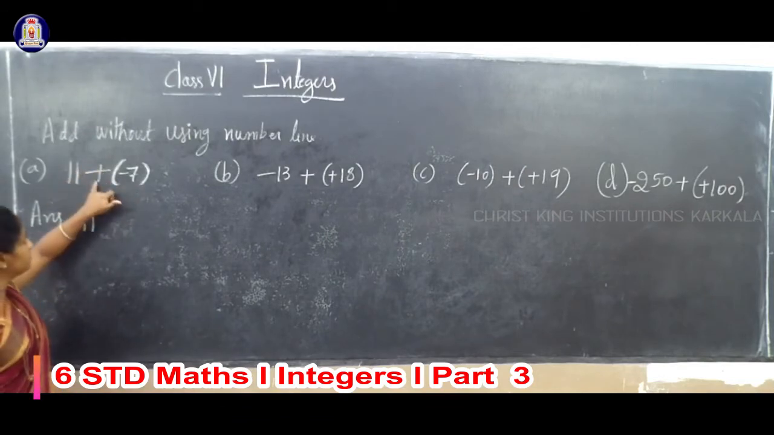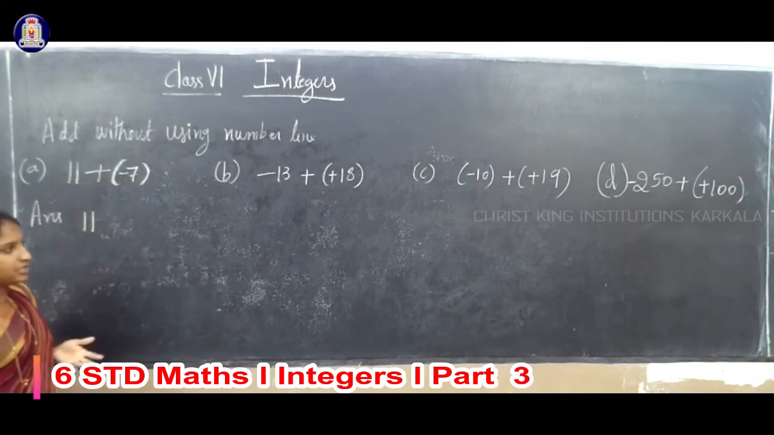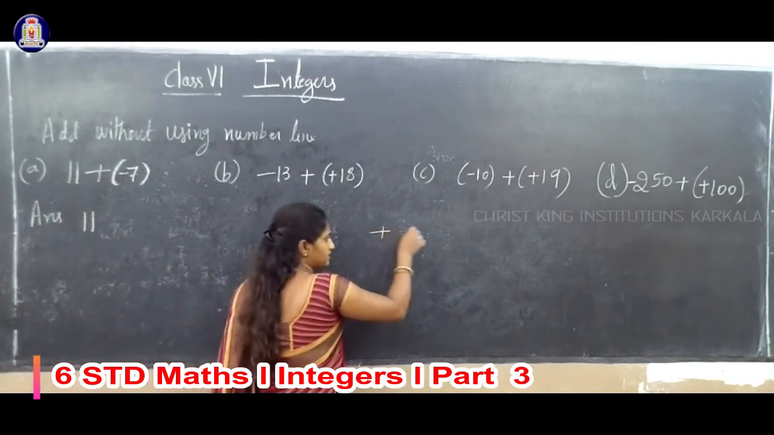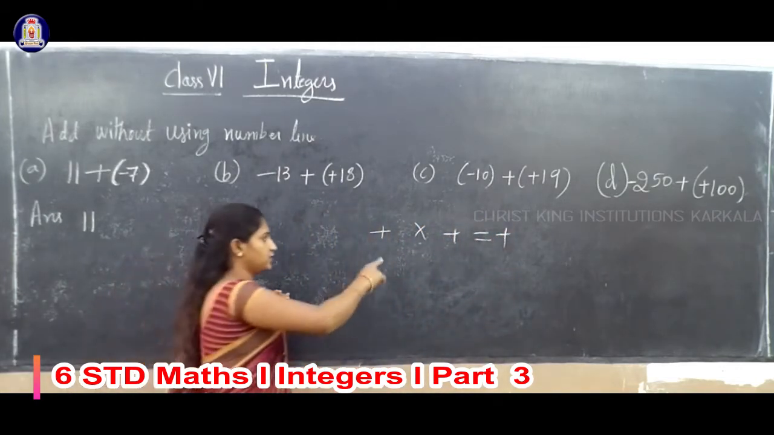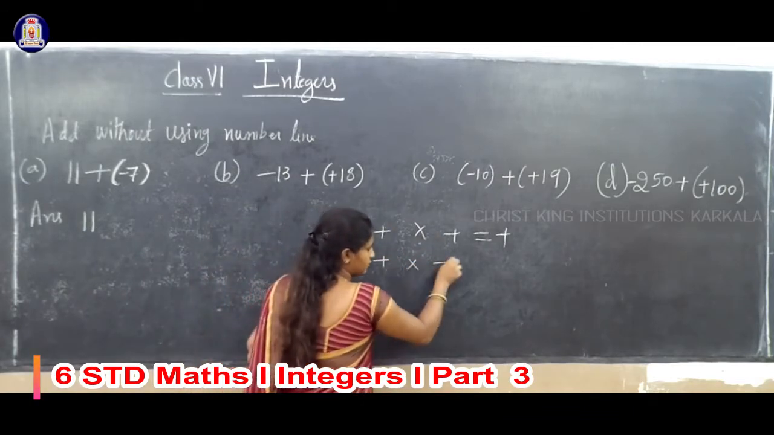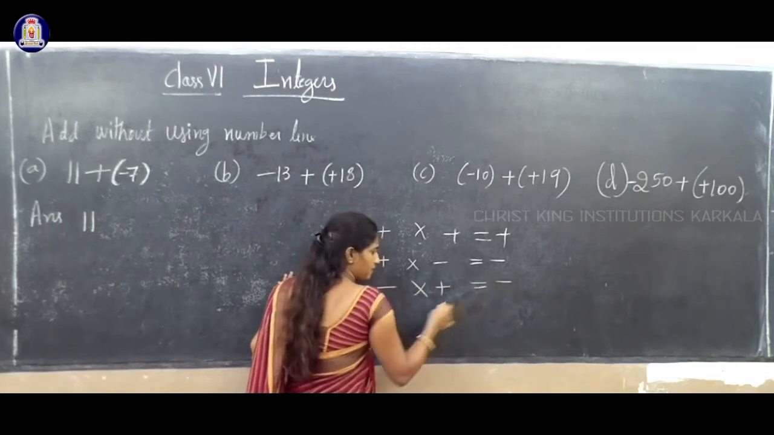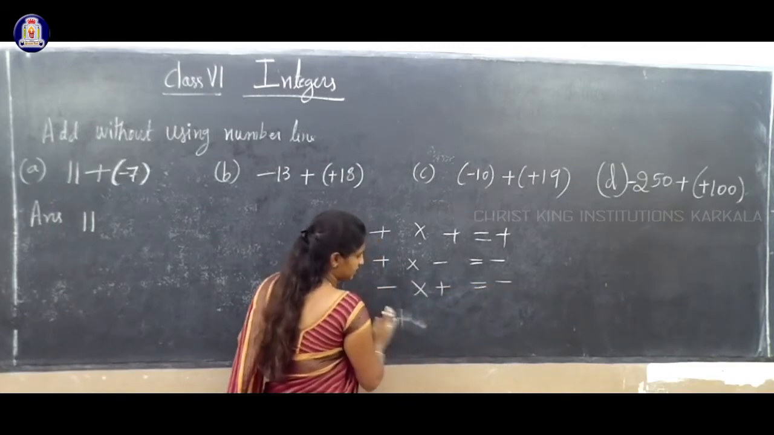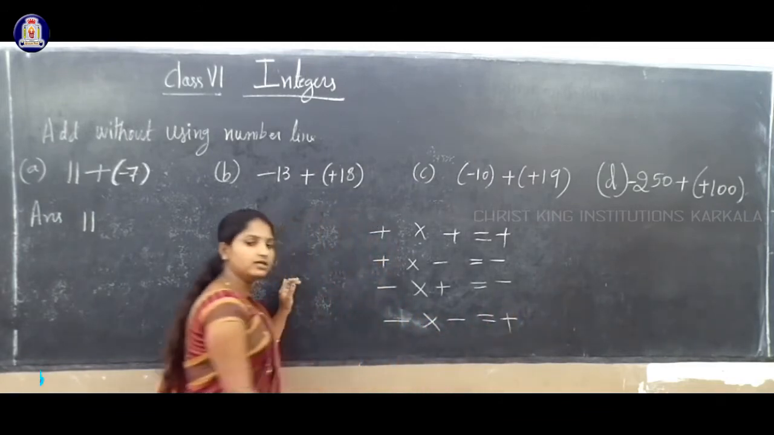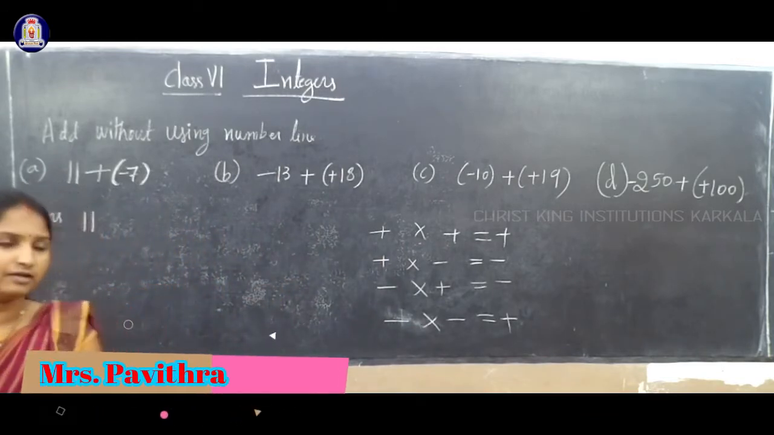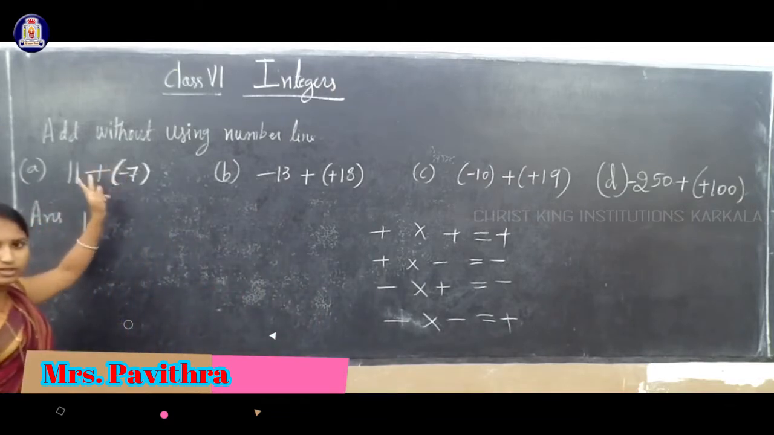Clear? So here the sign is plus. Here the sign is minus. So you know the rule in multiplication. Plus into plus is a plus. Plus into minus, and minus into plus, is a minus. Similarly, minus into minus is a plus. Clear? So this is the rule for integers under multiplication. So now the signs are here plus and minus.